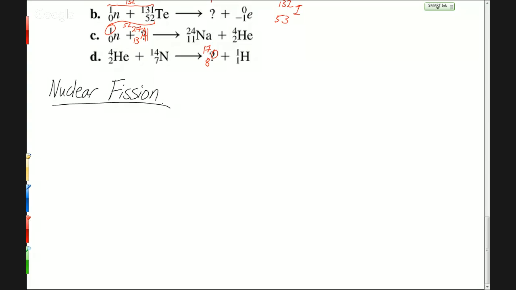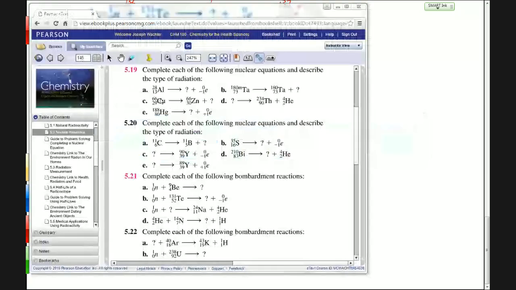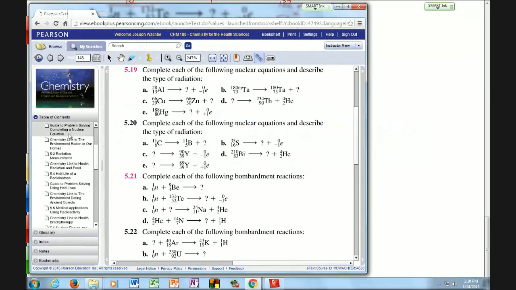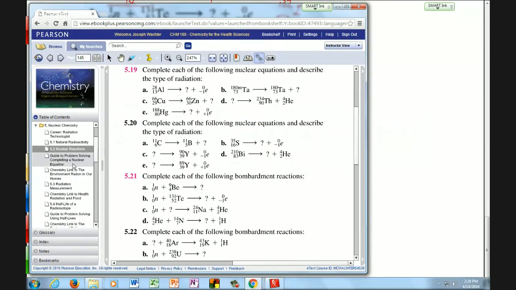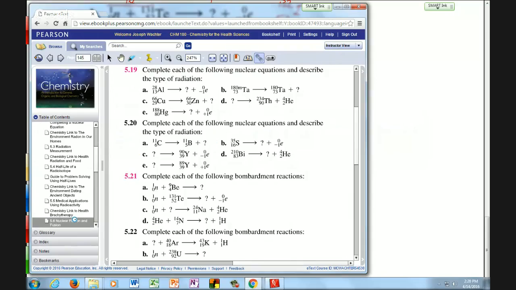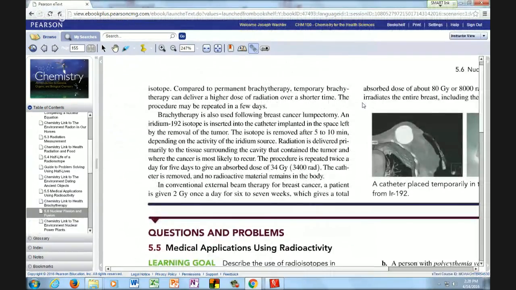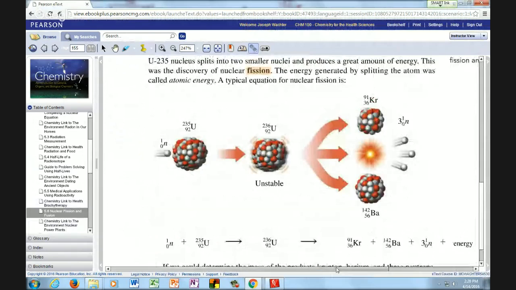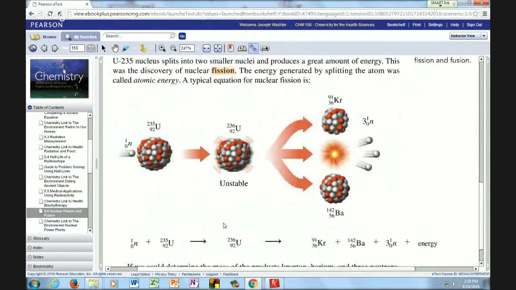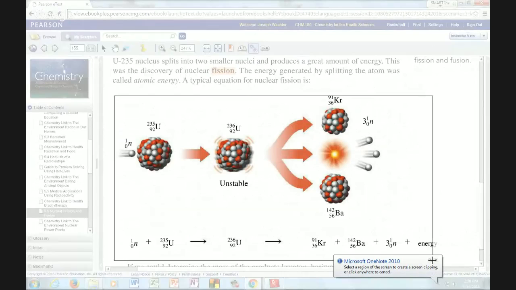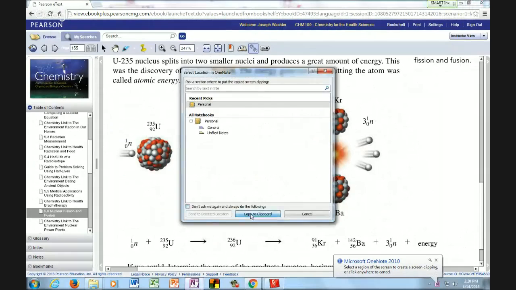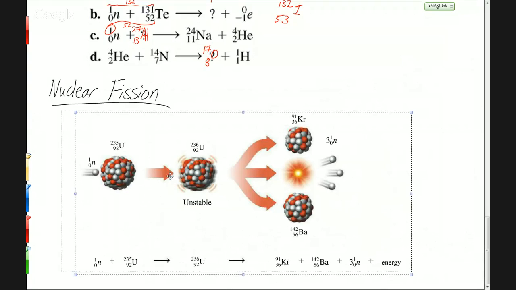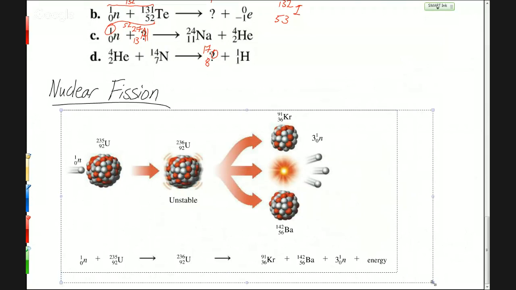Rather than writing it out here, I'm going to copy the picture from the book so we can really see what it looks like. If I can find it, there it is. So here's our nuclear fission reaction. I'll copy it into the notes. And then we've got kind of a picture of it, and then what the reaction looks like on paper when we write it.